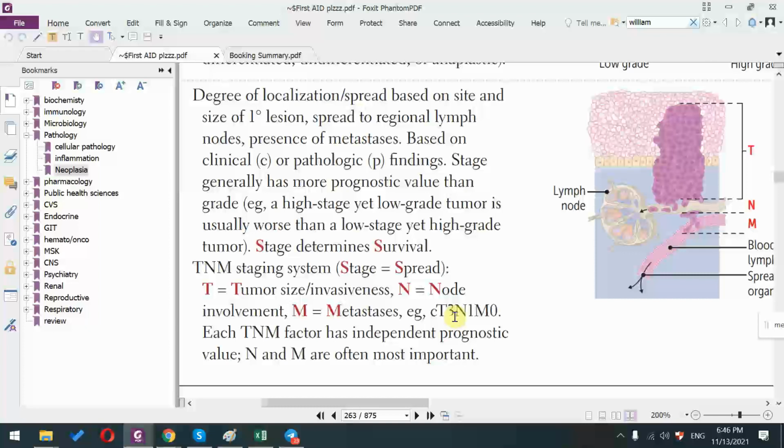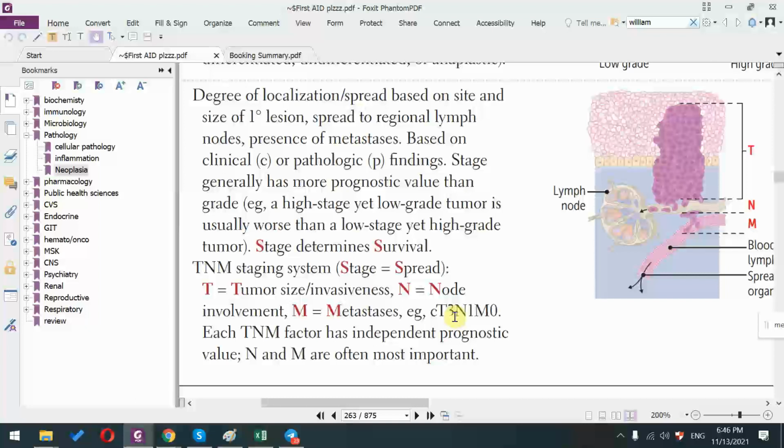But maybe the pathologist will not agree with that. We will see. So based on clinical or pathological, and according to what it is based on, we put either C or P. So stage generally has more prognostic value than a grade. So that's what I told you guys. Stage is more important. High stage yet low grade tumors is usually worse.